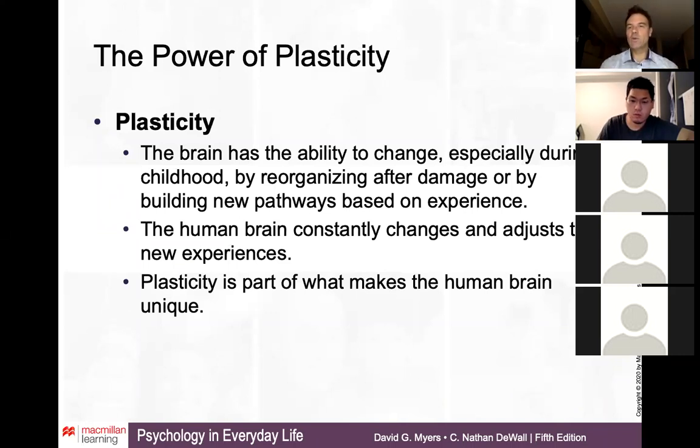But if there's something new that I have to learn or that I have to adapt to, then my brain goes through specific rewiring processes or rewiring activity. But that builds also on formerly established connections or pathways.